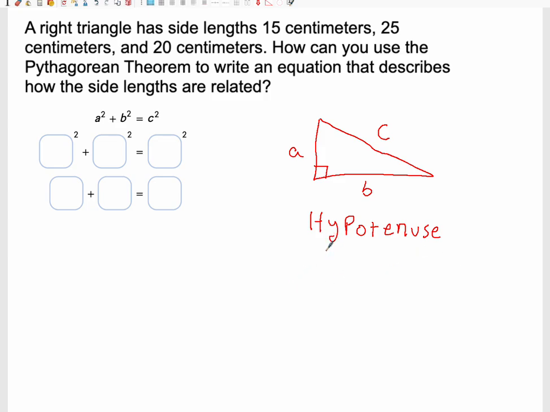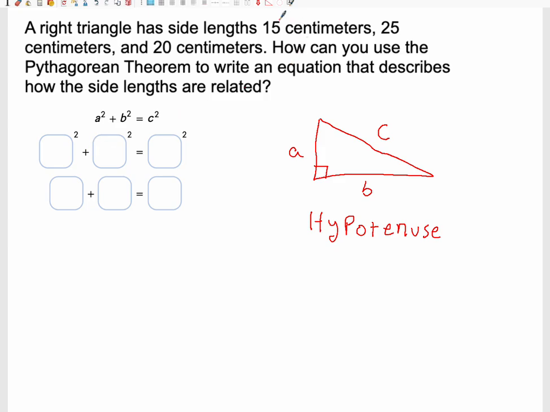Hypotenuse. All right. So you're going to see that word. You need to know what it means. Hypotenuse, the long side of a right triangle. So, guys, this is super simple. The two shorter sides, the two smaller sides will always be a and b. They need to go together.